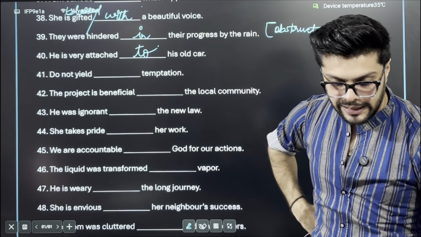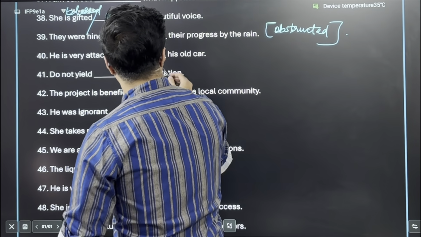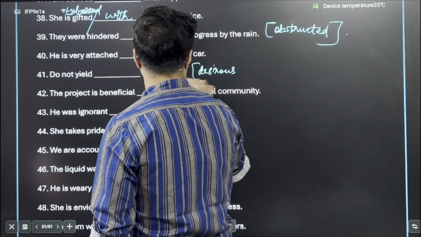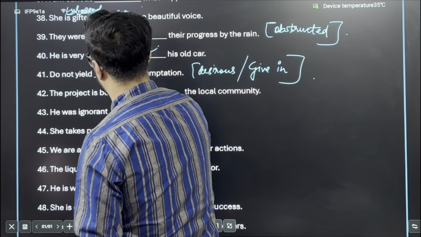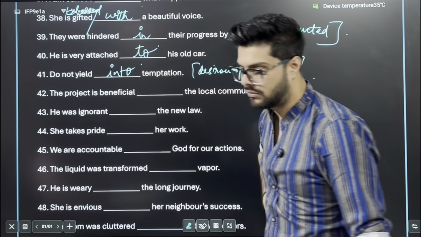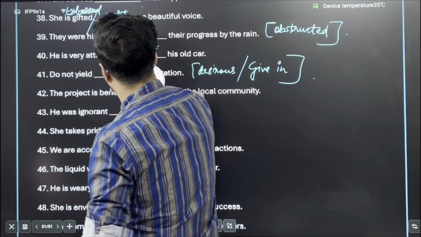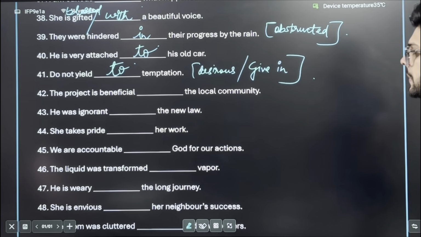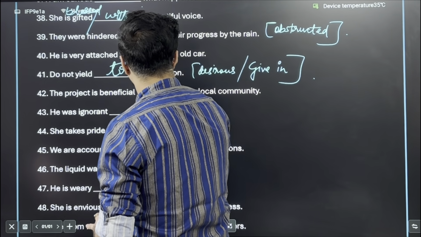Do not yield. Do not yield यानी do not be desirous or you should not give in. ठीक है. नहीं करना चाहिए. लालच बुरी भला है. So do not yield into temptation. ठीक है. No, sorry, not into. Do not yield to temptation होगा, not into. Do not yield to temptation. Into नहीं होगा.